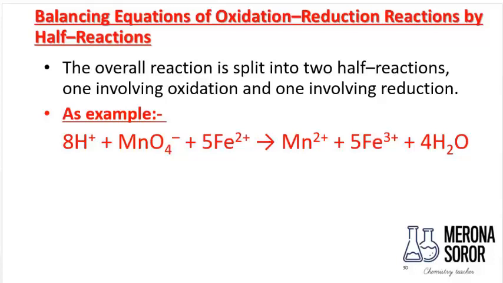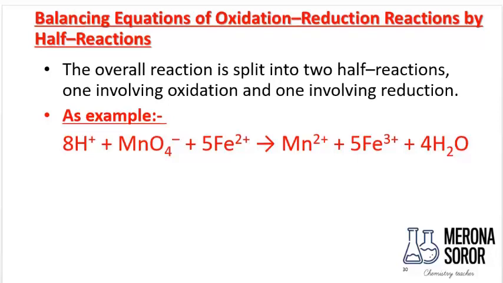As an example, this is the equation: 8 hydrogen ion plus MnO4 negative ion plus 5 Fe2 positive ion gives Mn2 positive ion plus 5 Fe3 positive ion plus 4 H2O. To split this reaction into two halves, we have to identify the change that occurs in each element in this equation.